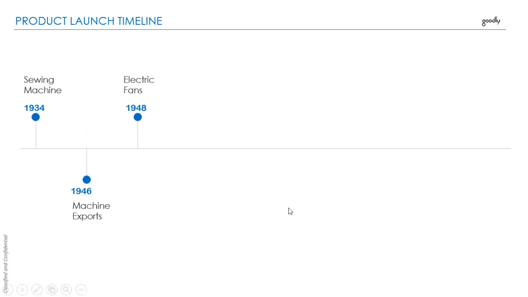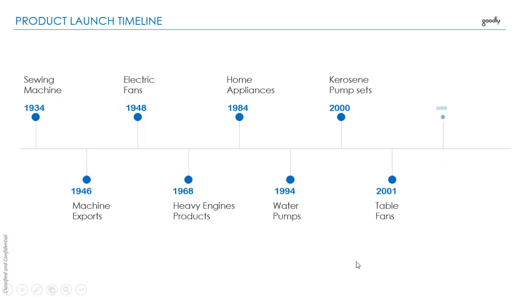So here we have a presentation on annual sales performance of a company, given by some gentleman here. I have about 8 odd slides here. This is the product launch timeline, how the products have been launched. So in this year, sewing machines, and in 1946 with machine exports and so on and so forth. This is just some animated stuff. This is the product launch timeline, how the company has launched different products.